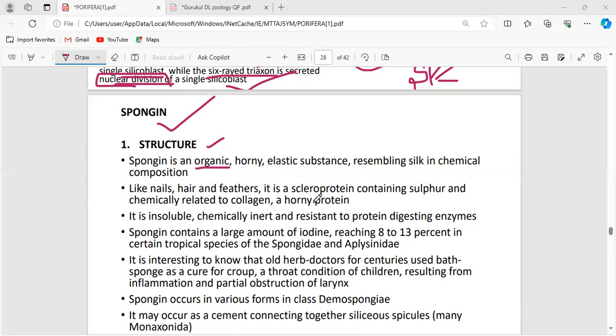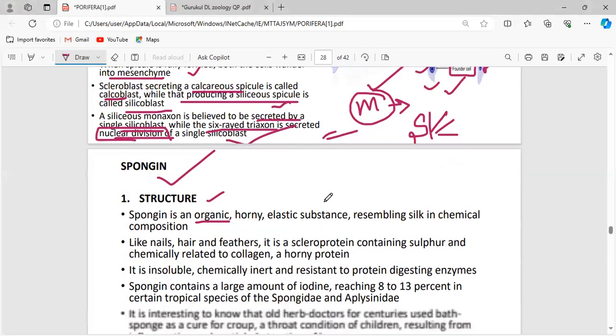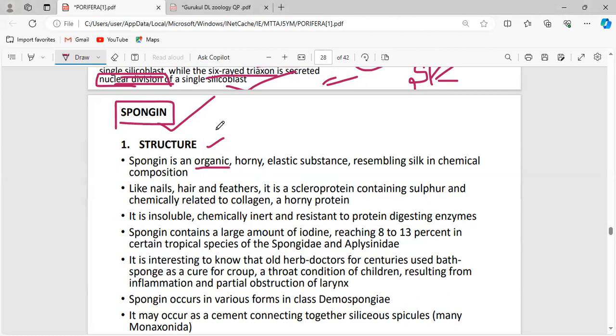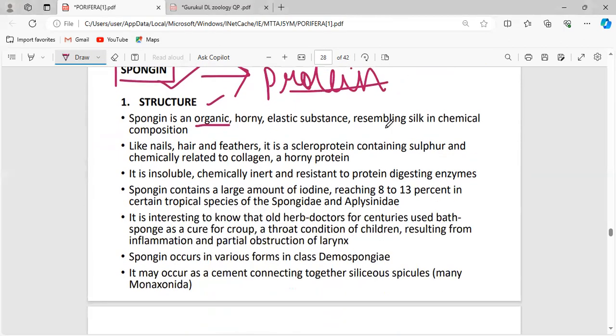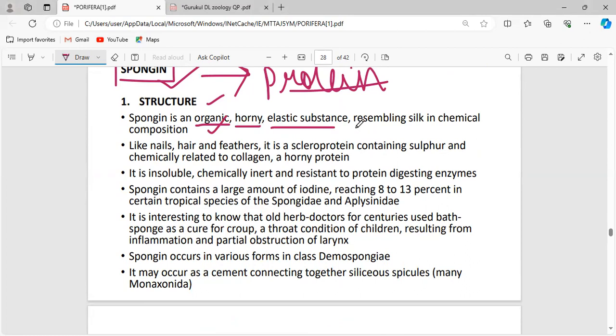Okay. That's all about the spicules. Now we are going to see about the spongin fibers. This spongin fiber is made up of protein. Okay, it is proteinaceous in nature. So this spongin is an organic, horny, elastic substance resembling silk in chemical composition. Like nails, hairs, and feathers, it is a scleroprotein containing sulfur, which is chemically related to collagen, a horny protein. These are all said to be horny proteins.